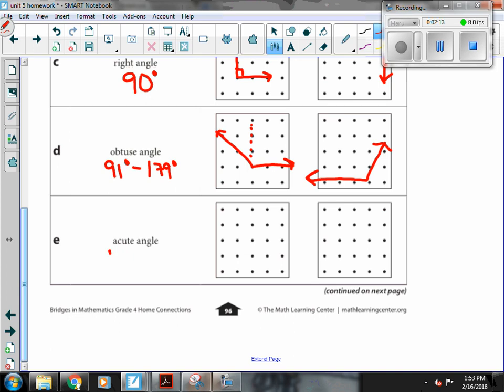And an acute angle is at least 1 degree, but has to be less than 90, so anywhere between 1 and 89 degrees. So that's an acute angle. And that's an acute angle, and I know they're off the dots a little bit because the board is off some. Okay, and again, yours can look different as long as they match the correct vocab.